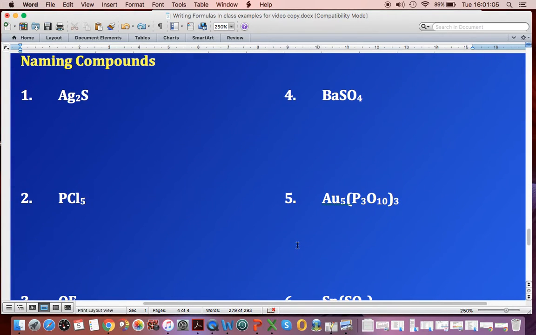Now we're going the other way. We're undoing what we just did. So instead of going to a formula, we're coming from a formula to a name. And again, we have to say ionic or covalent.